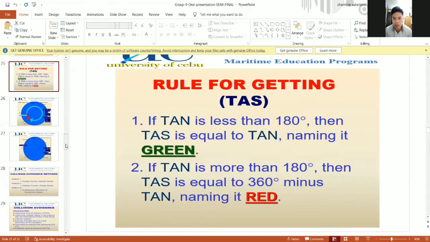Rule for getting the target aspect, TAS. If TAN is less than 180 degrees, then TAS is equal to TAN, naming it green. If TAN is more than 180 degrees, then TAS is equal to 360 minus TAN, naming it red. So for continuation, here is the identified.